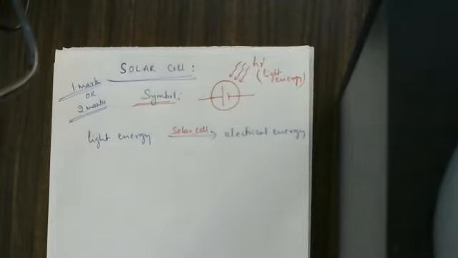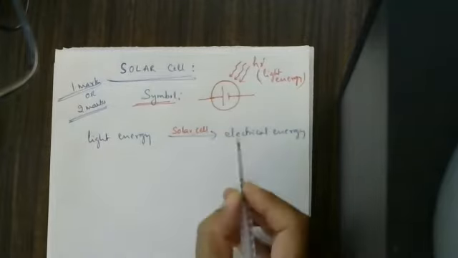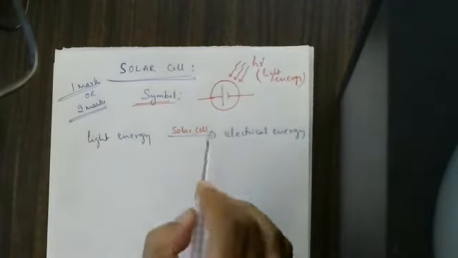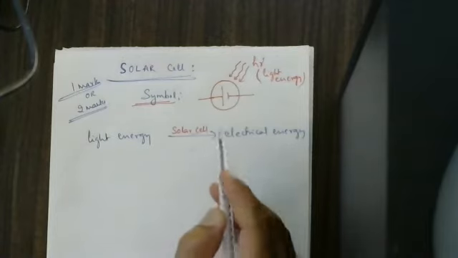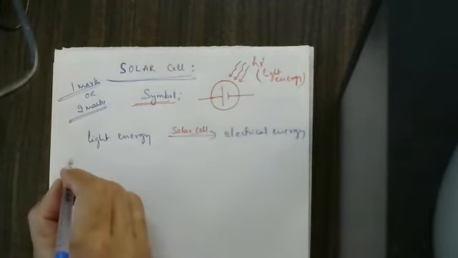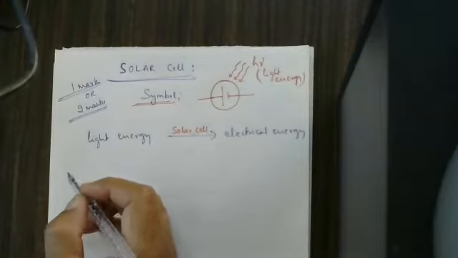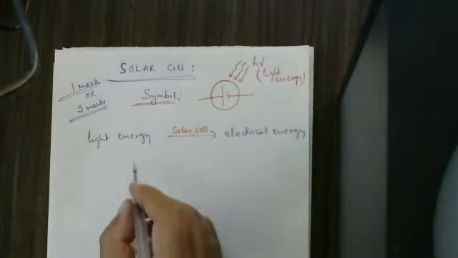Coming to the concept: a cell that converts light energy into electrical energy is called a solar cell. Now, solar cell construction and working. One is the construction, the other is the working. How are we going to construct it? It is a PN junction only.